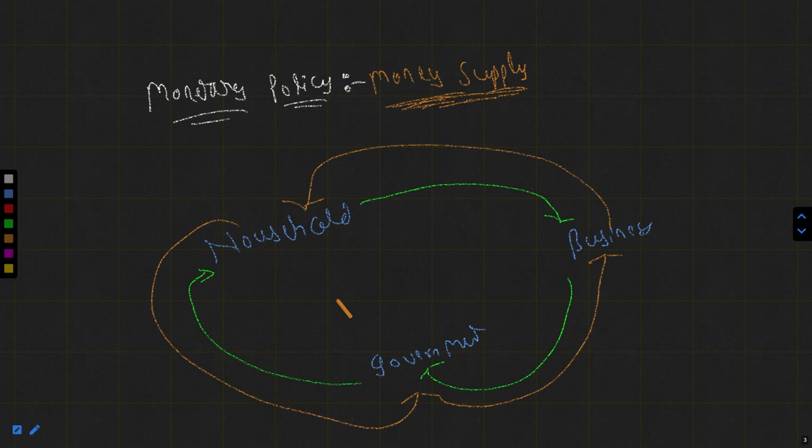So this is just like an economic cycle. Household to business, business pays tax to government, government spends it on the household. Similarly, business sells their products to the household, household purchases and pays indirect taxes to the government, and government provides various subsidies and provisions to the business houses. So this is the money flow in the economy. This is the money supply.